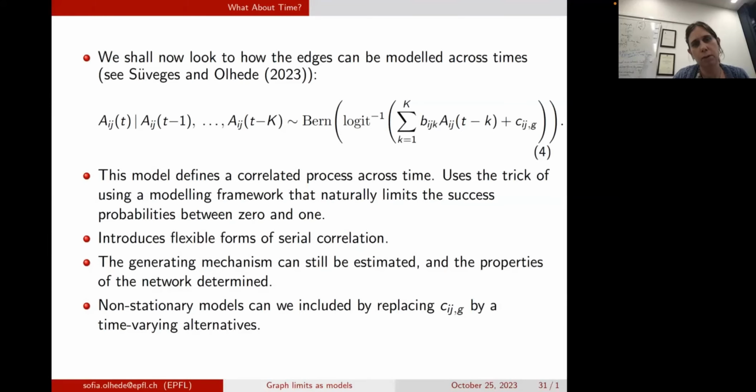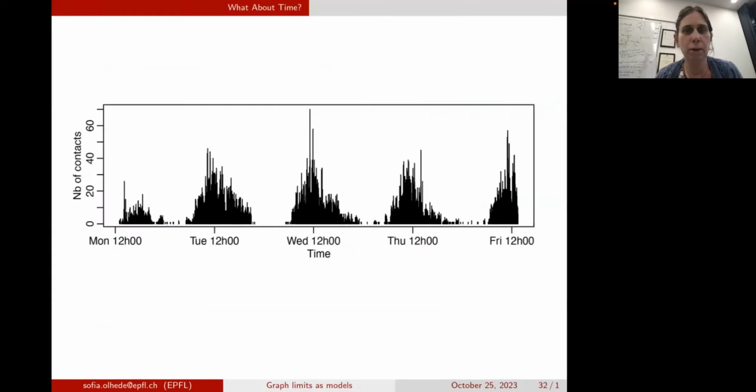And to still satisfy this notion of having groups, we let the Bij depend on what group i and j are actually in. And with this setup, we can still estimate the generating mechanism of the graph process. And often for human endeavors, we have to replace the parameterization of the B's and the C's by allowing for time-varying alternatives, because most human interactions are periodic over days, weeks, and years. But that's possible to just put in the model.